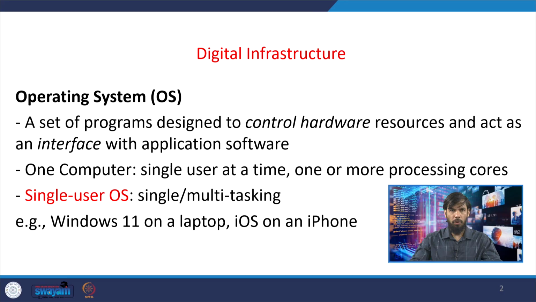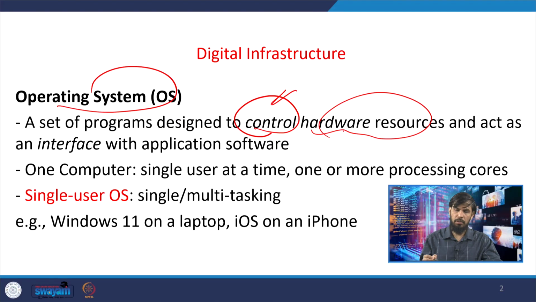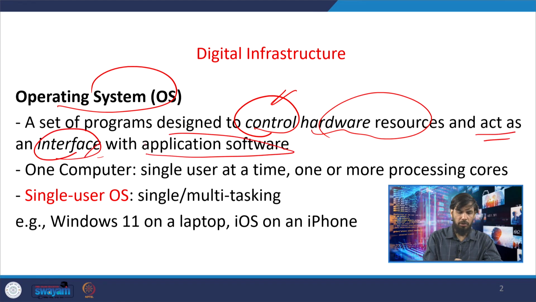So, next that we want to talk about in a bit more detail is the operating system, or OS. What is an operating system? It is a set of programs designed to control hardware resources and act as an interface with application software. The main idea behind the operating system is to control hardware resources, because the applications would be vying for these hardware resources. To be able to manage those requests, the operating system acts as an interface with application software.